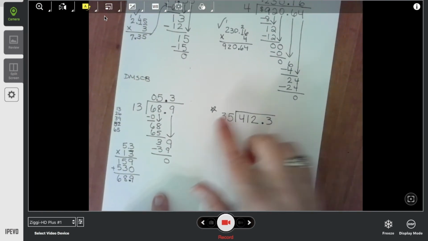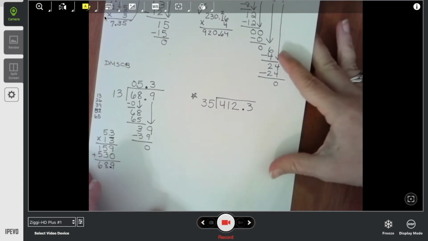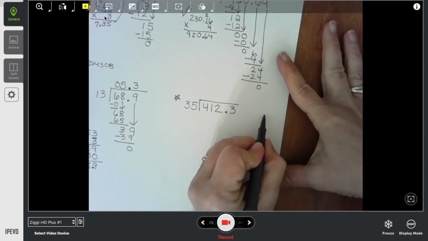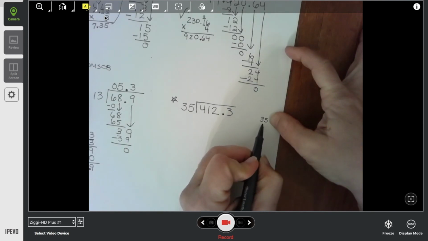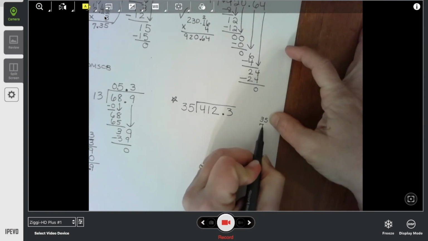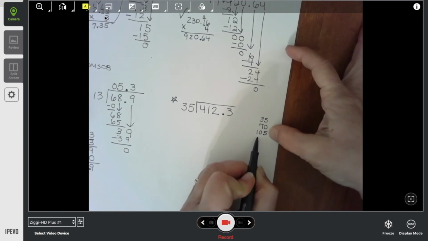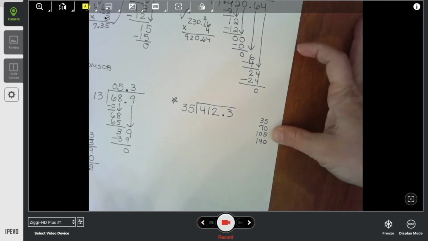All right, let's try one more. And this one I have a star by because something odd is going to happen with this problem. Let's see if we can figure out what. Don't let this 35 intimidate you. Just come on over here and do 35. That's 35 times 1. Then 35 times 2 is 70. 35 times 3 is 105. Then 140. And you can set up some numbers over here to help you out along the way.